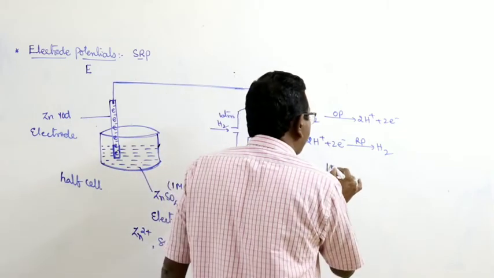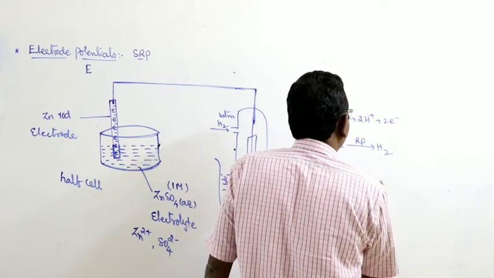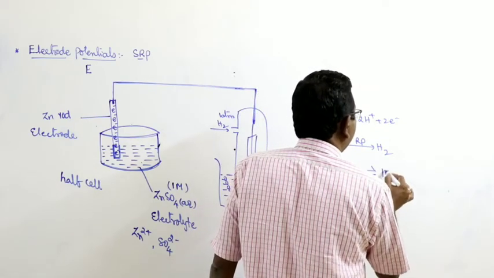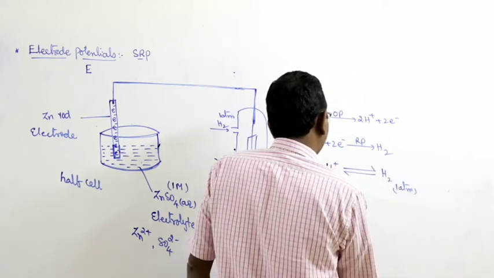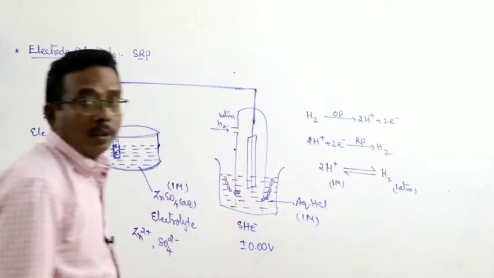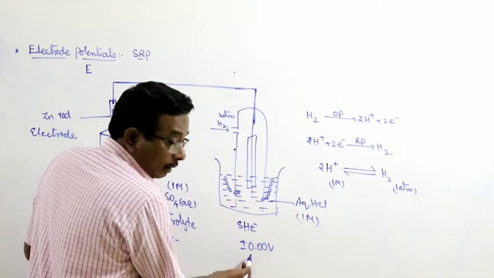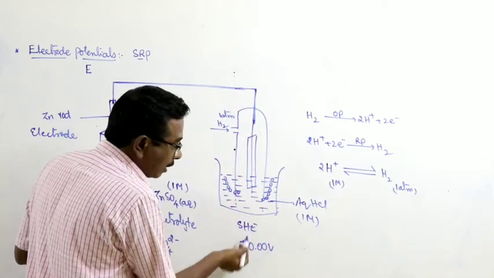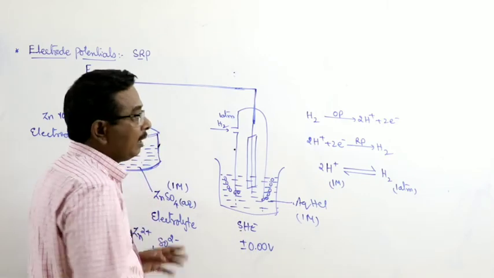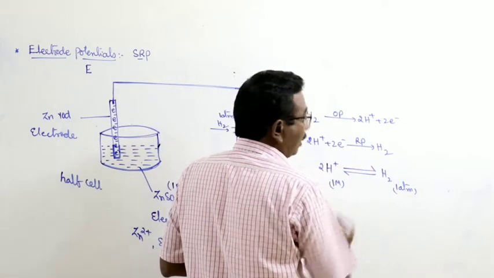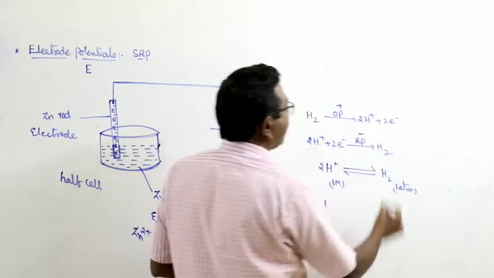Then how can you represent 2H+ and H2 gas at 1 atmosphere and 1 mole? Here this is a reversible cell. So we have to represent the electrode potential of this normal hydrogen electrode or standard hydrogen electrode as plus or minus 0.00 volts. And here this is oxidation potential, expressed with plus. This is reduction potential, with minus.